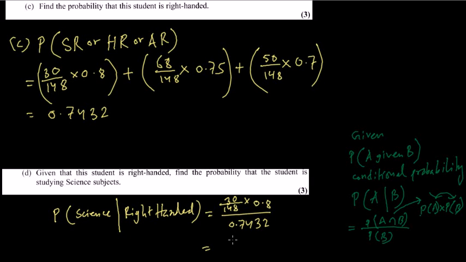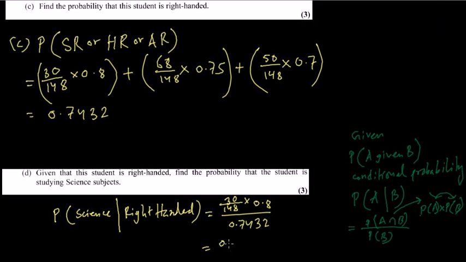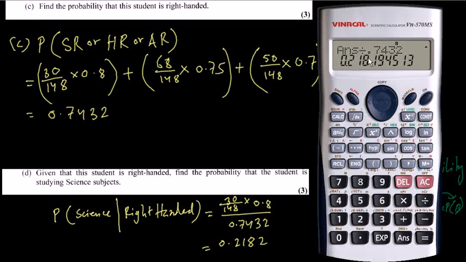So if we calculate this, that means 30 by 148 into 0.8, means 30 into 0.8 by 148. So we get this and we divide it with 0.7432. So when we do that, we get 0.2182. Let me check again. We get 0.2182. So that's what we get.